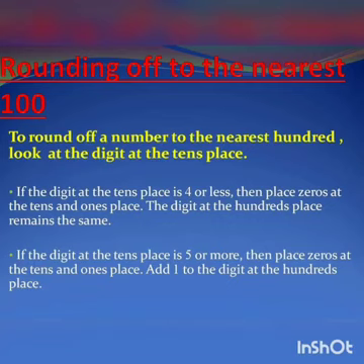Now we will revise how to round off to nearest 100. To round off a number to the nearest 100, look at the digit at the tens place. If the digit at the tens place is 4 or less than 4, then place zeros at the tens and ones place. The digit at the hundreds place remains the same. And if the digit at the tens place is 5 or more than 5, then place zeros at the tens and ones place. Add 1 to the digit at the hundreds place.